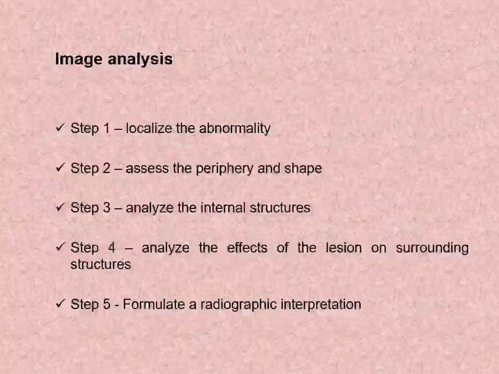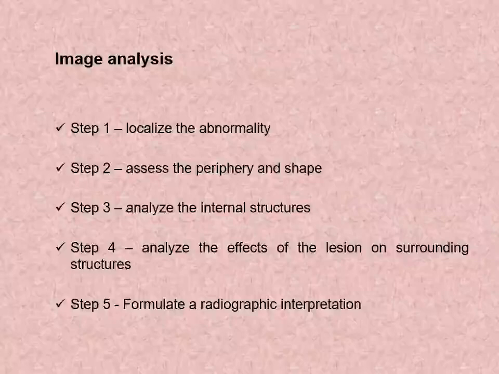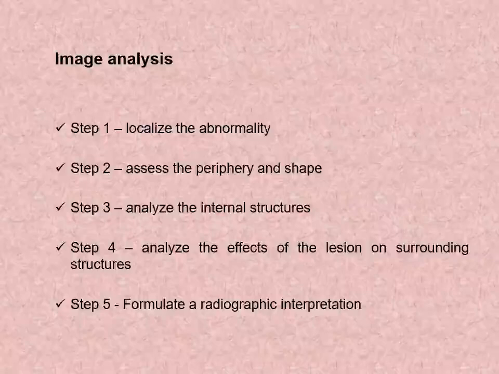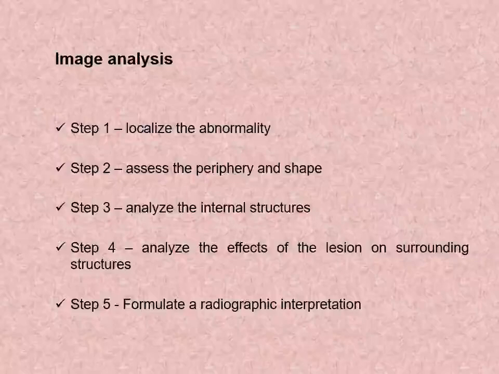Image analysis is a 5-step process. Step 1 is to localize the abnormality, that is, to identify the location of a pathology. Step 2, assess the periphery and shape of a pathology. Step 3, analyze the internal structures of a pathology. Step 4, analyze the effects of a lesion on surrounding structures. Step 5, formulate a radiographic interpretation. We are going to discuss each one of these steps in detail.